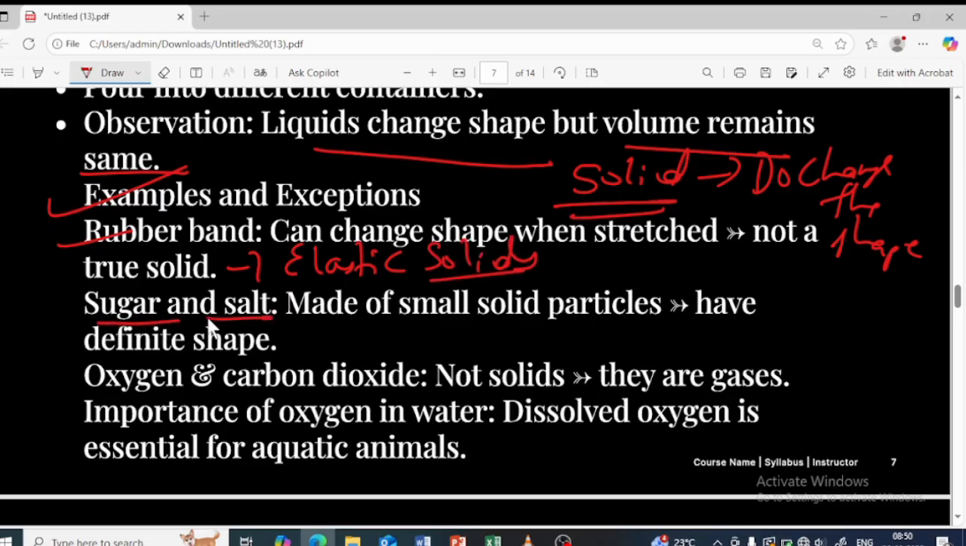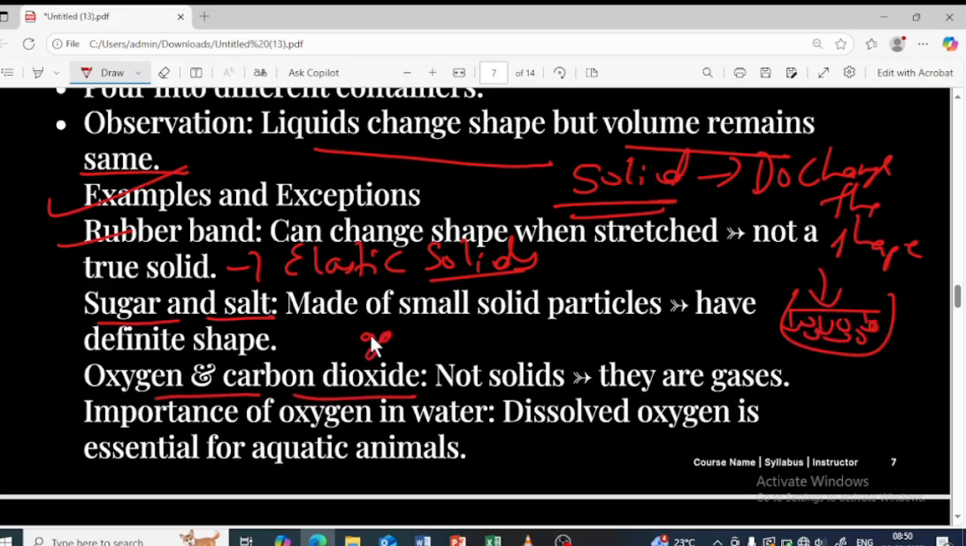There's one more exception: sugar or salt. Sugar and salt are solids, but when you add sugar and salt to water, what happens? It dissolves, isn't it? It dissolves in the water. If this is water, the particles are loosely packed over here. When you add the salt or the sugar, it takes up the spaces in between and gets dissolved. That is one more exceptional case.